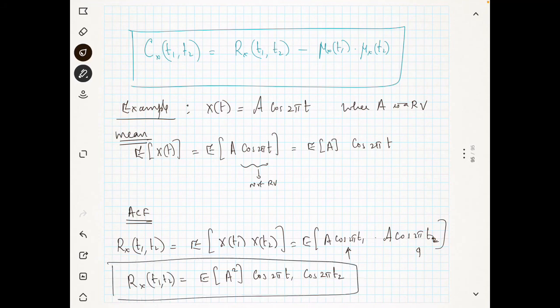Now what is this expected value of A square?